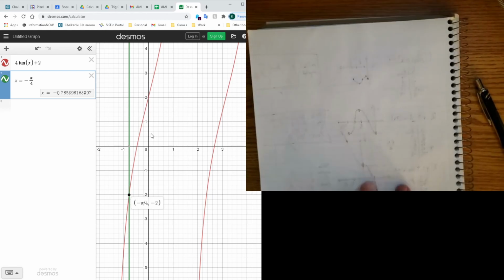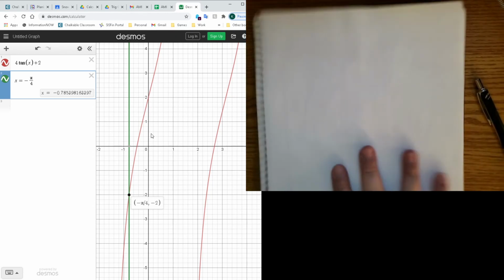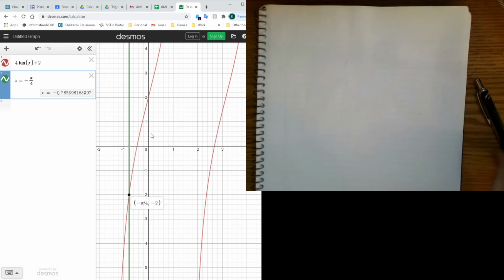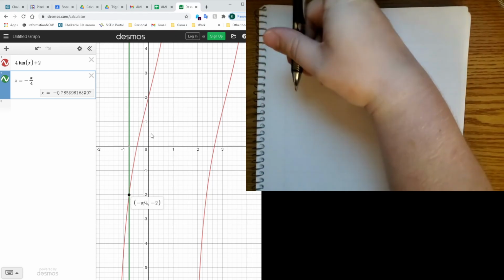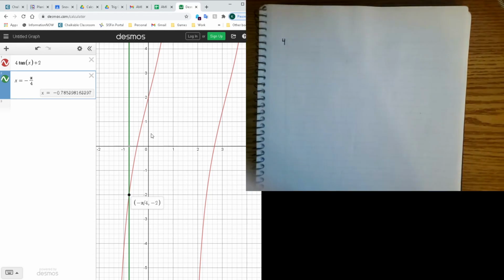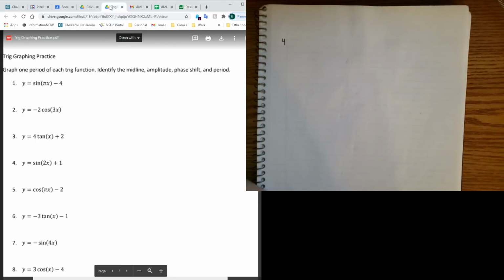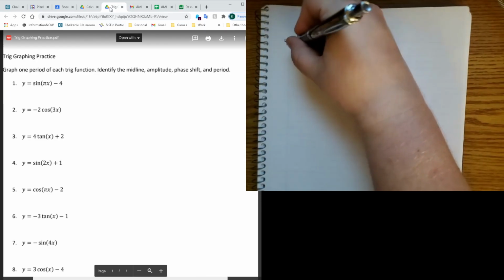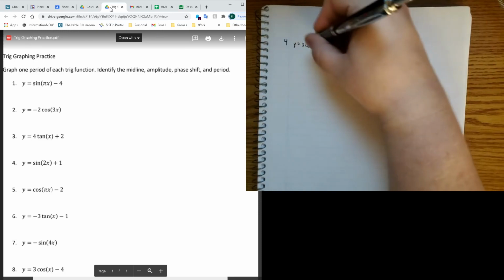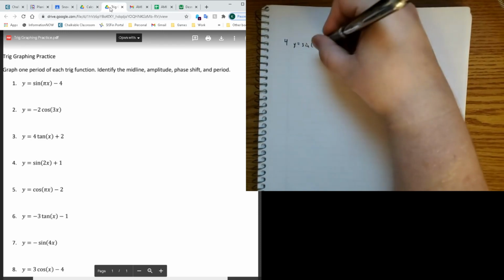That's awful. That's going to confuse me. Fresh page. Look at that. Pretty. All right, number 4. Let's go back to here. Number 4 says y is equal to sine of 2x plus 1.